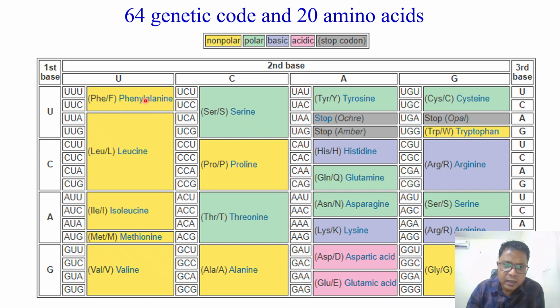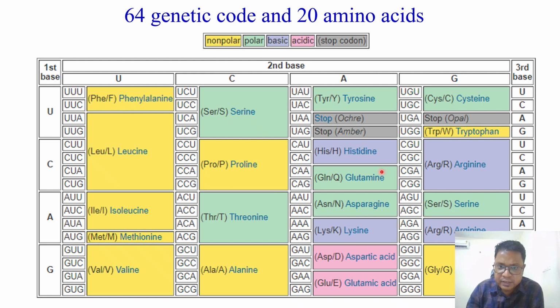So phenylalanine will sit in the messenger RNA which has this kind of codon. Similarly, leucine will have corresponding codons. Actually, leucine has the highest number of codons, and it can sit in many places. So we can see these are the different amino acids with different codons.